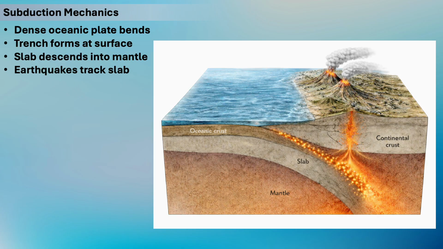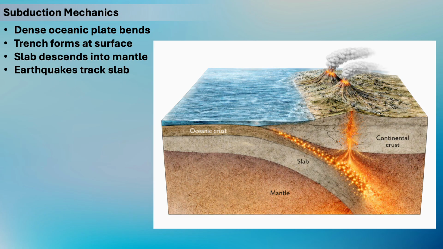When convergence involves oceanic lithosphere, the dominant process is subduction. Subduction begins because oceanic lithosphere becomes denser as it cools and ages. Once it is sufficiently dense, it can sink into the underlying mantle under its own weight. At the plate boundary, the oceanic plate bends downward as it begins to sink.